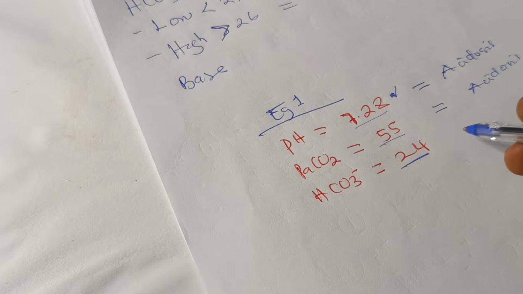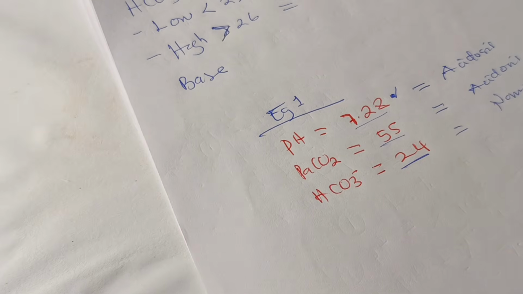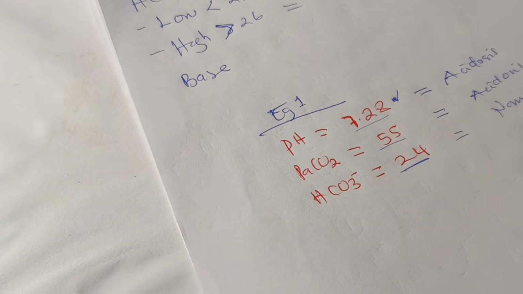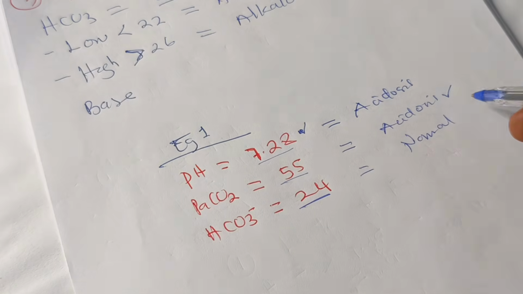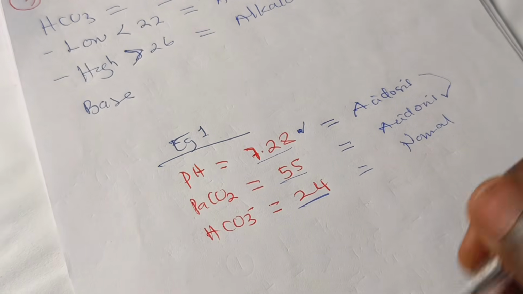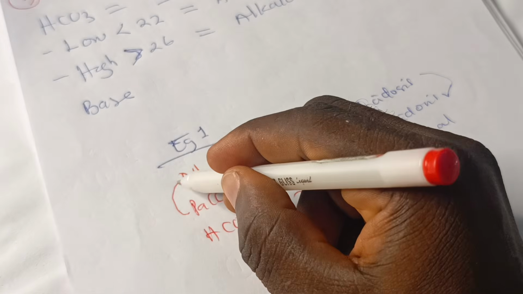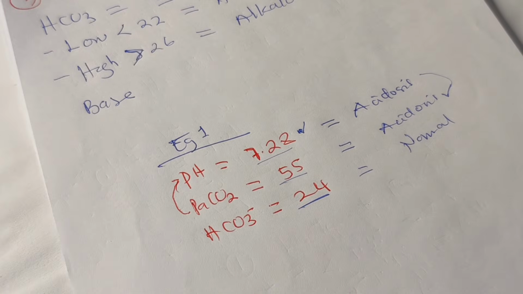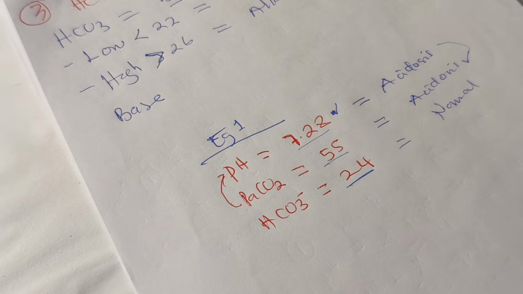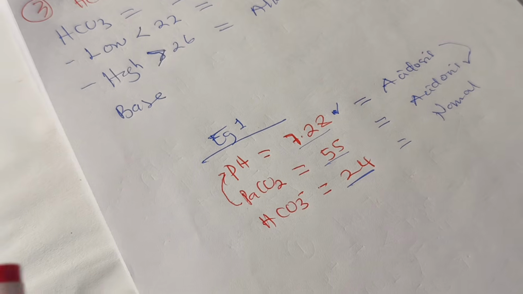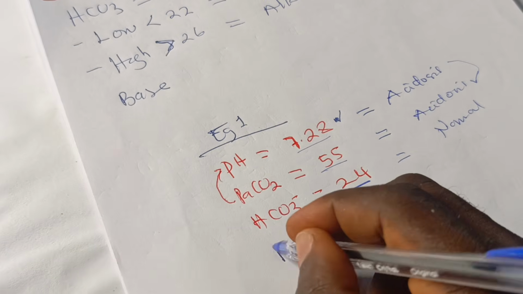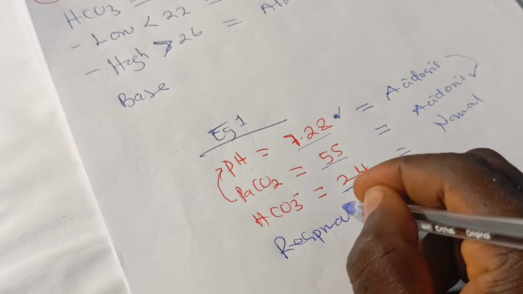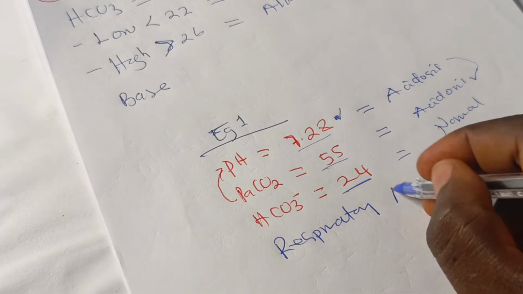This guy, is it normal? It is normal. So which one agrees with the pH? This one. The carbon dioxide agrees with the pH. Therefore, what is the interpretation? What is the diagnosis of this patient? Okay, you are right. It's respiratory acidosis.